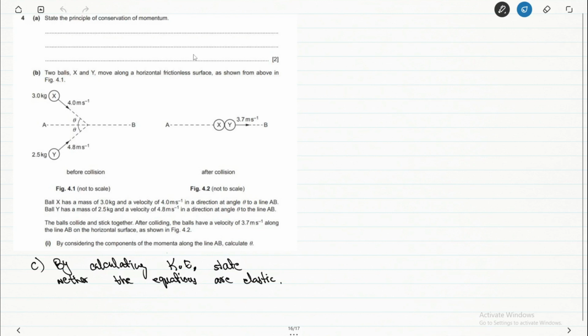State the principle of conservation of momentum. So in a closed system, right? Closed system is very important to say. The total momentum before collision is equal to total momentum after collision.